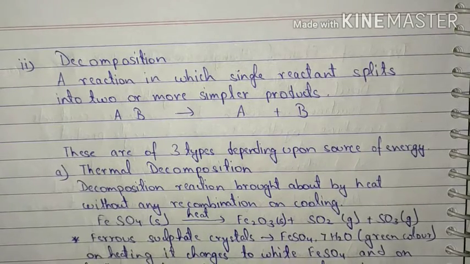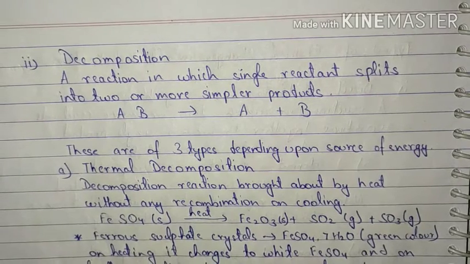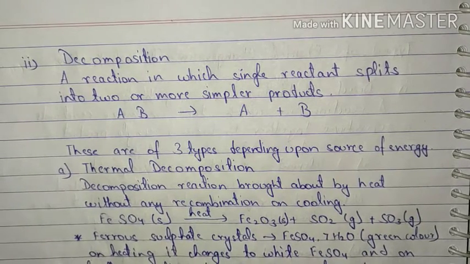Now, if you remember, in the previous class we had already discussed combination reactions, which are also known as direct combination or synthesis reaction. We defined it as a reaction where 2 or more than 2 reactants combine together in order to form a single product. Let's move on to the next type of reaction, that is decomposition reaction.